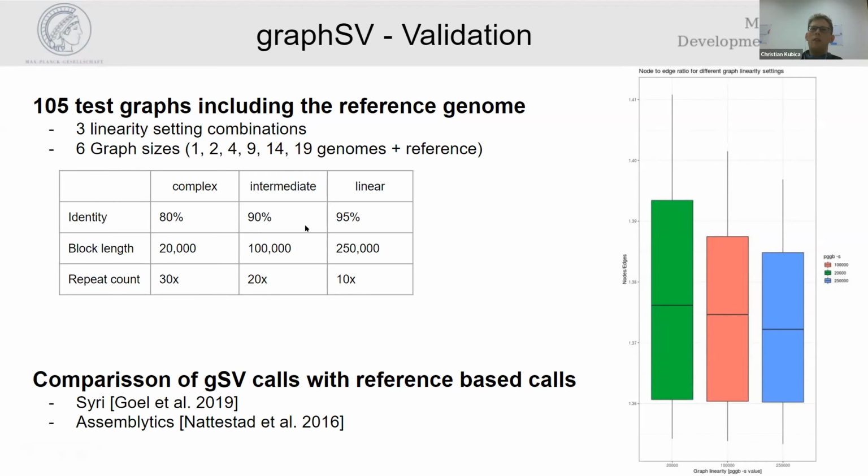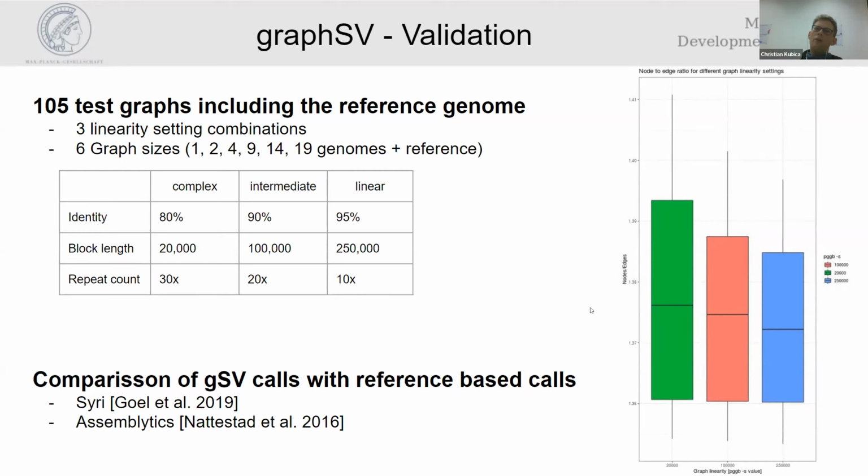We then build an intermediate graph and a fairly linear graph where we need a high identity for the block, a large block length, and a very low repeat count. You can already see if you look at this plot here that the node to edge ratio goes down in our graphs based on the complexity or the linearity that we enforce.